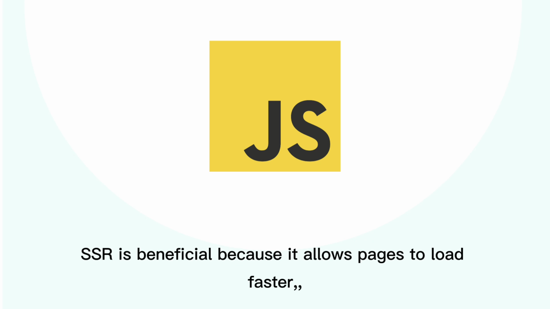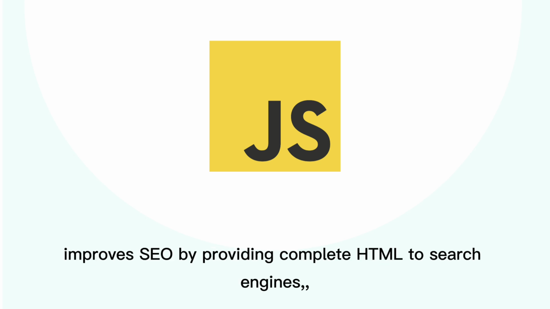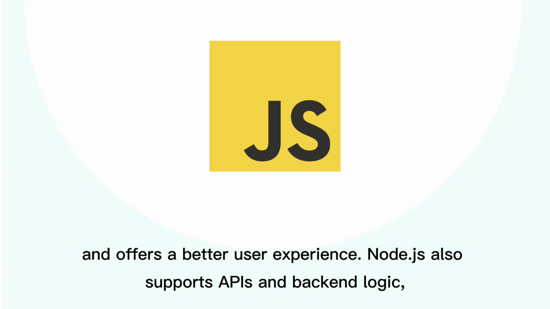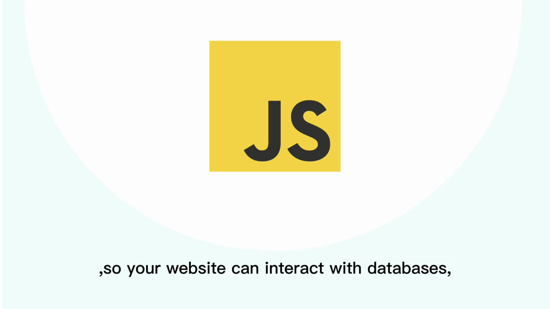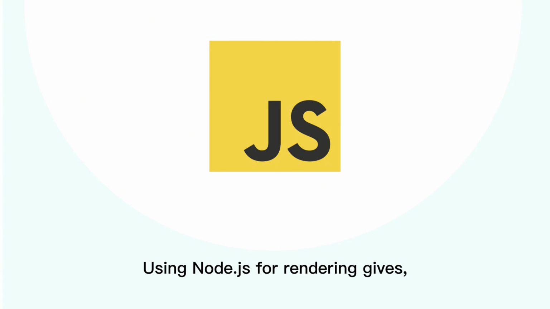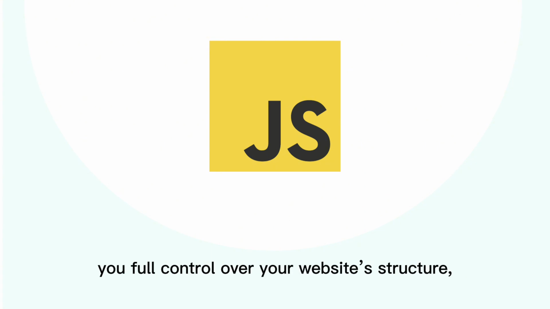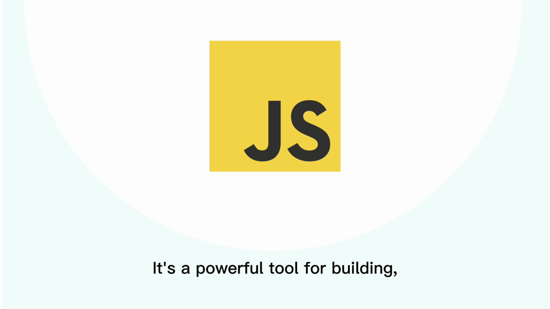SSR is beneficial because it allows pages to load faster, improves SEO by providing complete HTML to search engines, and offers a better user experience. Node.js also supports APIs and backend logic, so your website can interact with databases or third-party services while rendering content. Using Node.js for rendering gives you full control over your website's structure, logic, and performance. It's a powerful tool for building scalable and interactive web applications that work seamlessly across devices and networks.